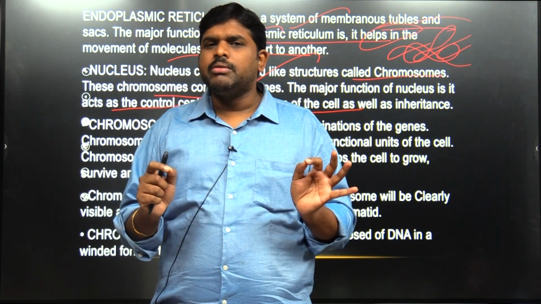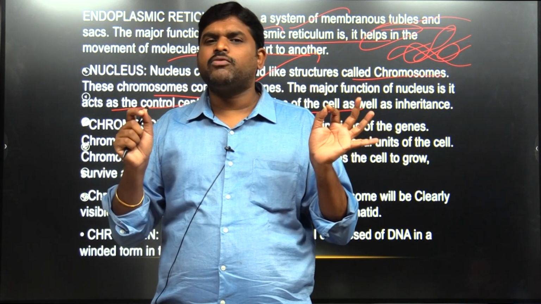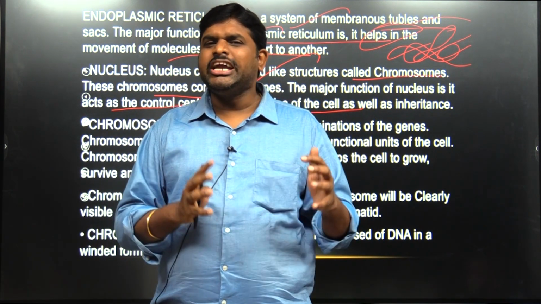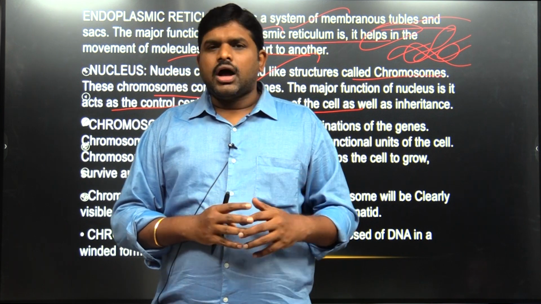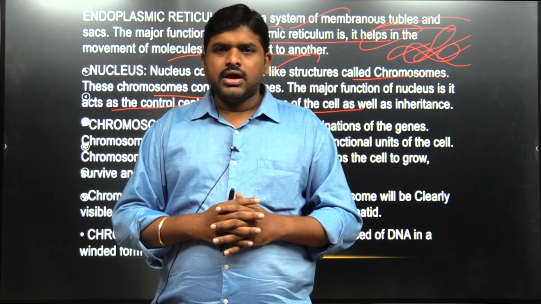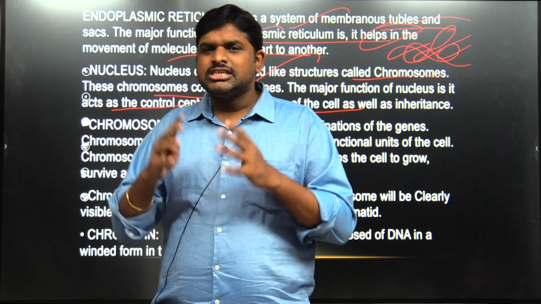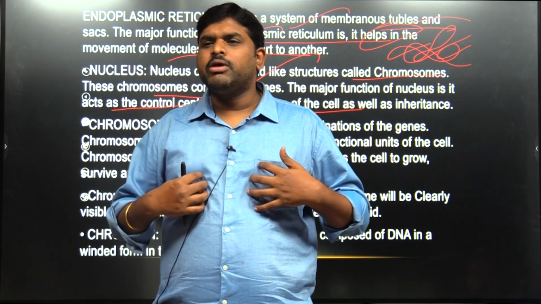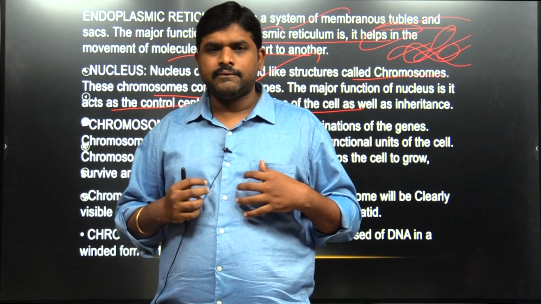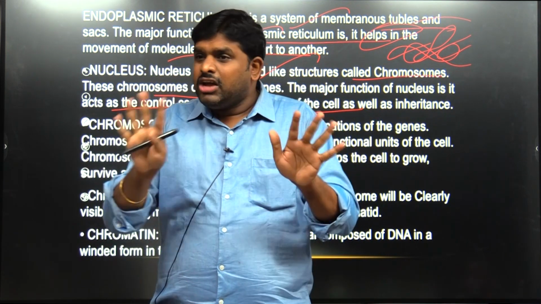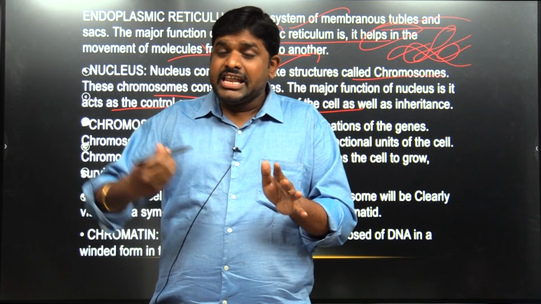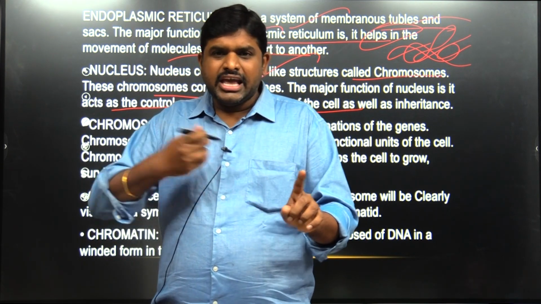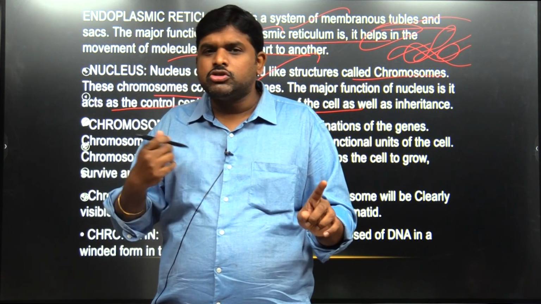For example, if I take a human being, in a human being there are 23 pairs of chromosomes. In those 23 pairs, 22 pairs are asexual chromosomes, and the 23rd pair is called the sexual chromosomal pair. Pair means 2, so overall in a human being 46 chromosomes will be there. Not only inside the body, in every cell 46 chromosomes will be there.